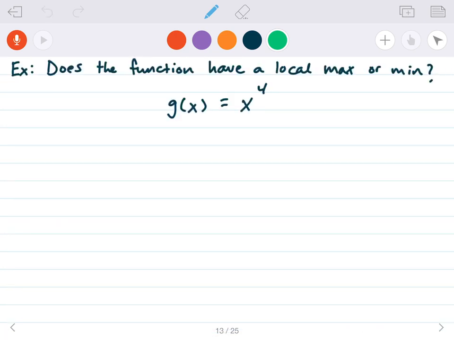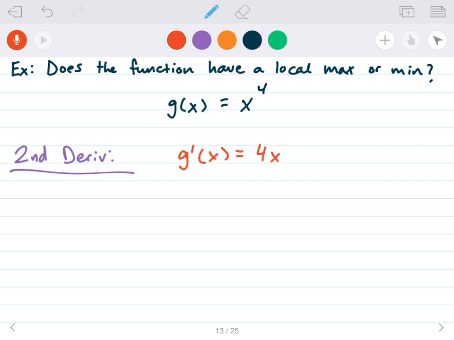All right. Does the function have a local max or a local min? Well, I'm going to show you what the second derivative test says first and show you why we can't always use it. So first derivative is just going to be 4x to the third. And let's find our critical point. If we set the first derivative equal to 0 and solve for x, divide both sides by 4 and take the third root of both sides, and we get that x equals 0 is the critical point.